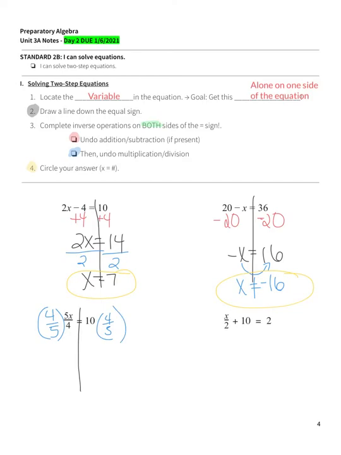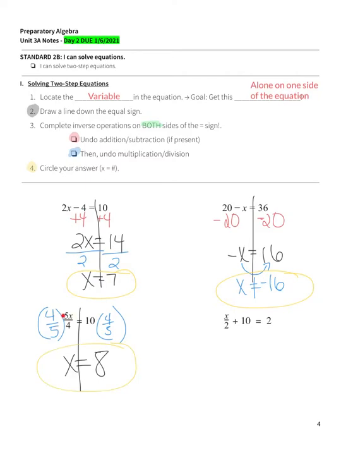Now we are simply left with x on this side, and x is equal to 10 times 4/5, and 10 times 4/5 is equal to 8, because 10 times 4 is 40, divided by 5 gives me an answer of 8. And last, you circle your solution.